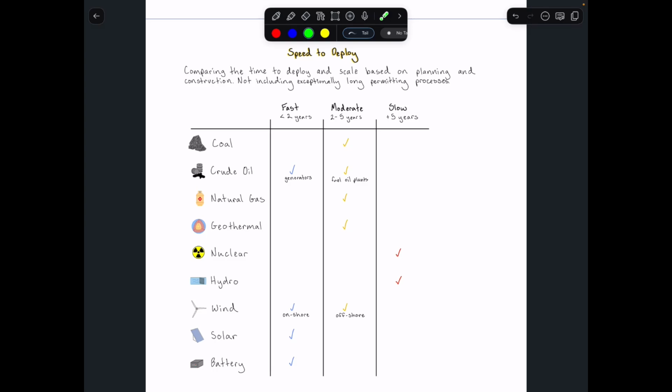So nuclear has a lot more permitting and regulation that it has to go through, just because nuclear waste has the potential to be so detrimental. So there's a lot that nuclear power plants have to go through, and they also tend to be built out very, very large historically. And then hydropower plants, it's not as much the safety aspect, it's more the scale.